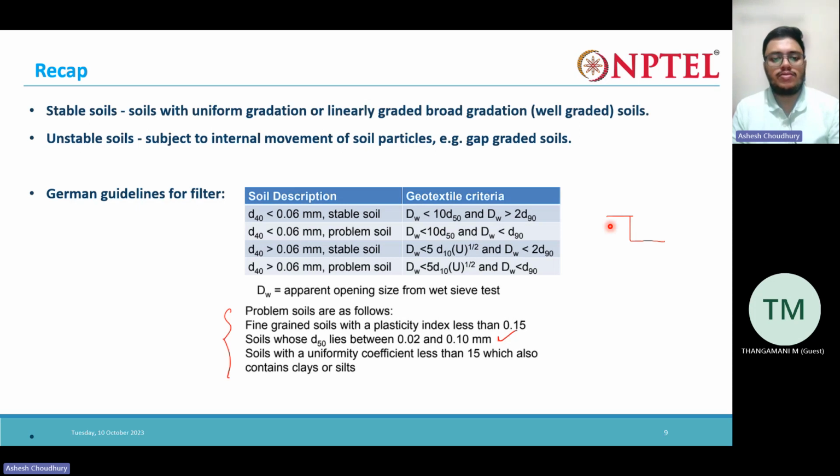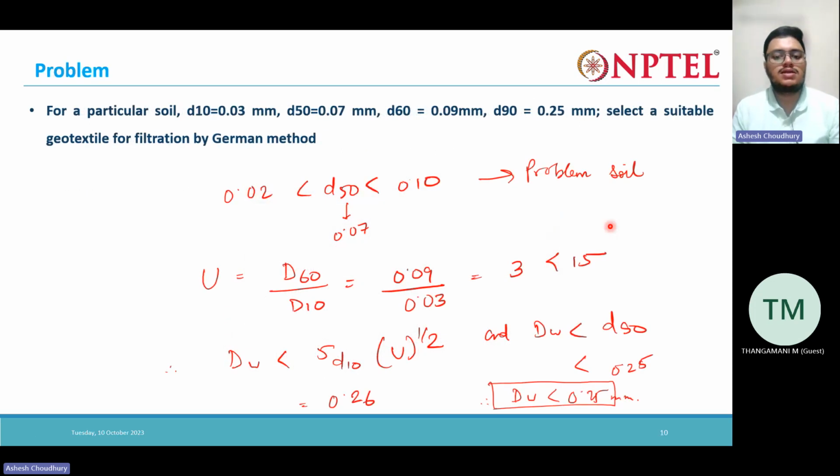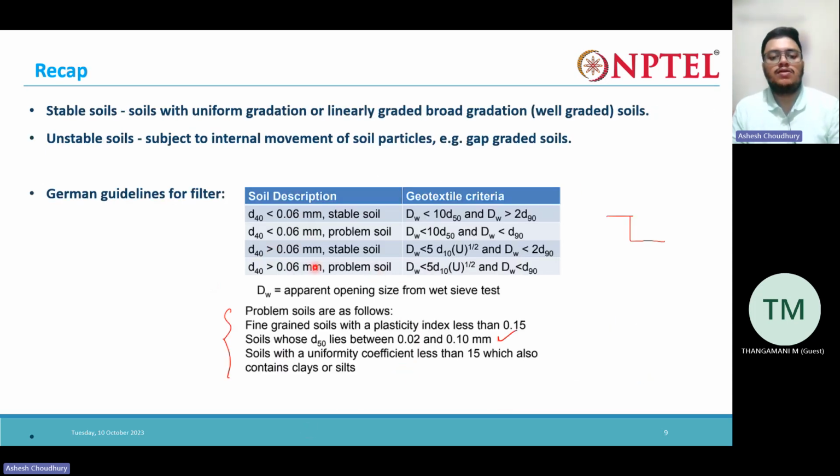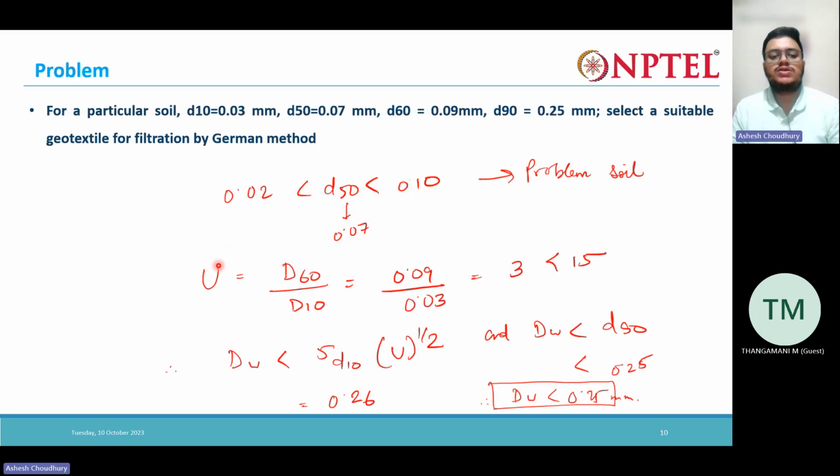So you see, this is a German criteria. Then we discussed this type of soil where for a particular soil we knew the D10, D50, D60, D90 size and we were to select a suitable geotextile filter. Since the D50 of the soil lies between 0.02 and 0.01, we are saying that this is a problem soil. And for problem soil, we have this geotextile selection criteria that is given. So we just put CU here. You find out the coefficient of uniformity, we put it here, so we get 0.26, and then from here we get 0.25. So lesser of the two we will take.